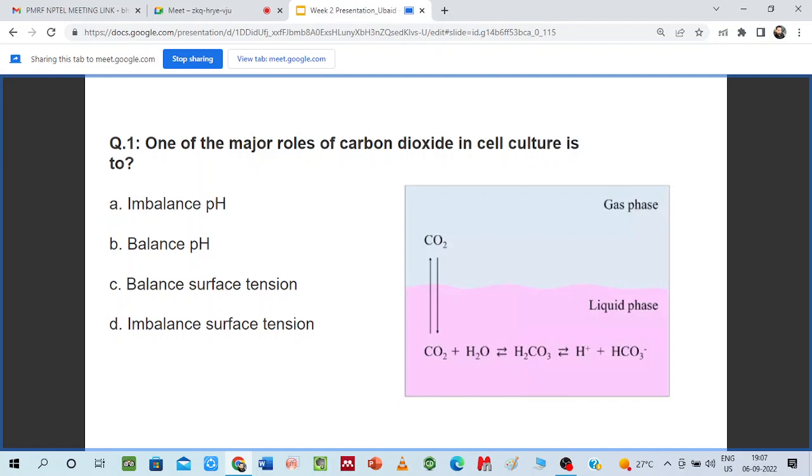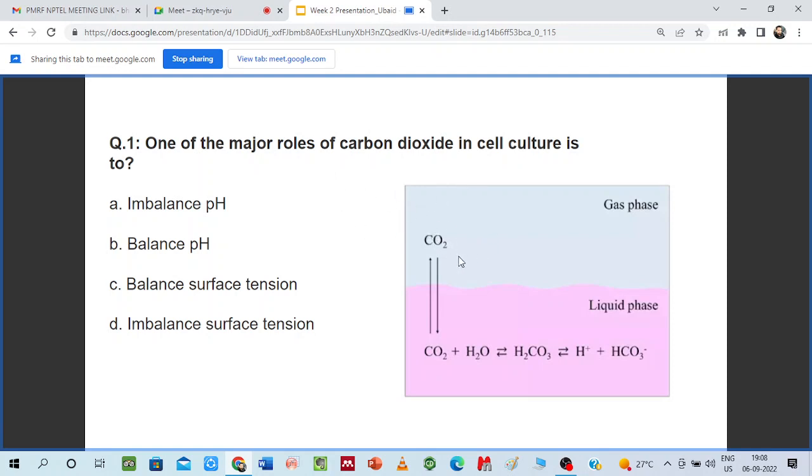The percentage of CO2 actually depends on the media, the concentration of bicarbonates present in the cell culture media. In most of the media, this bicarbonate concentration is such that 5% CO2 is required to balance this reaction so that the carbonic acid and bicarbonate buffer is formed. So here the answer is that CO2 is used to balance the pH.